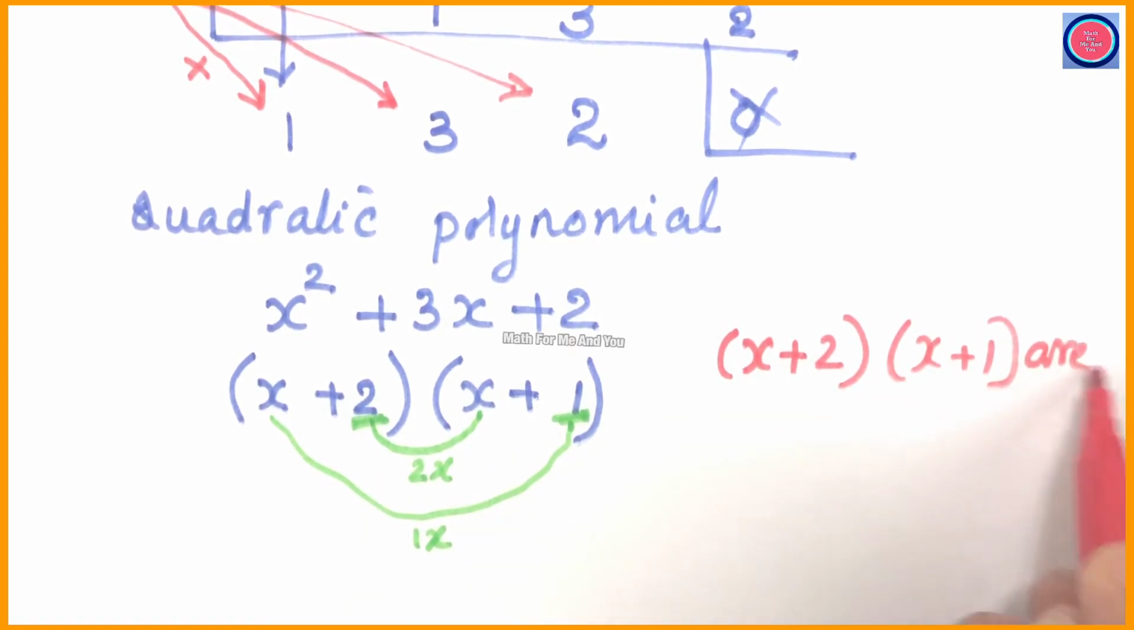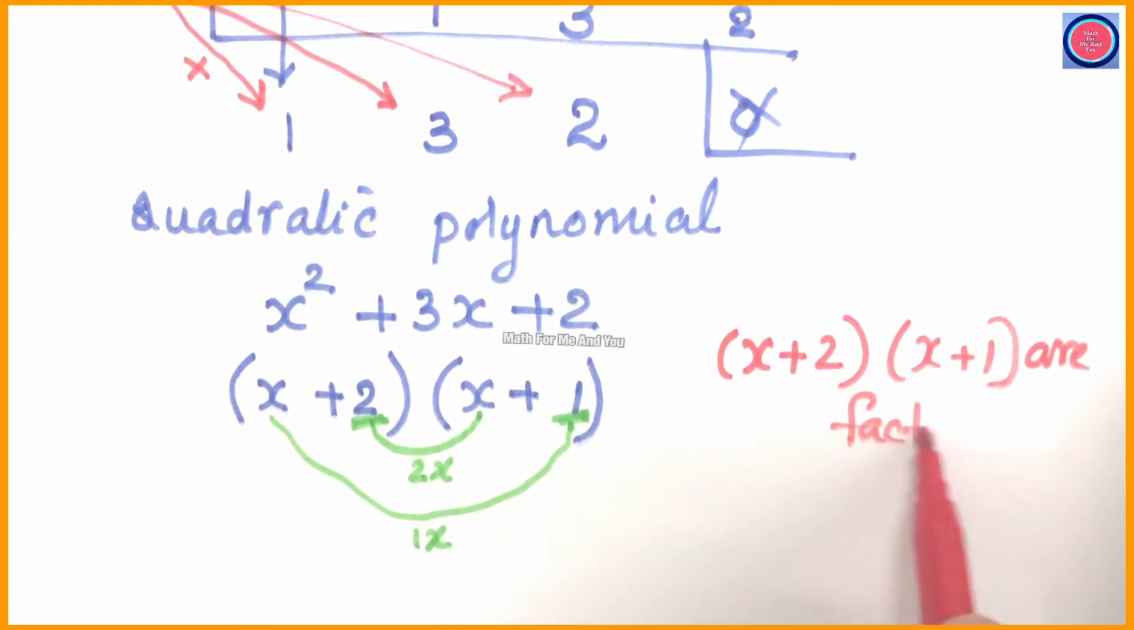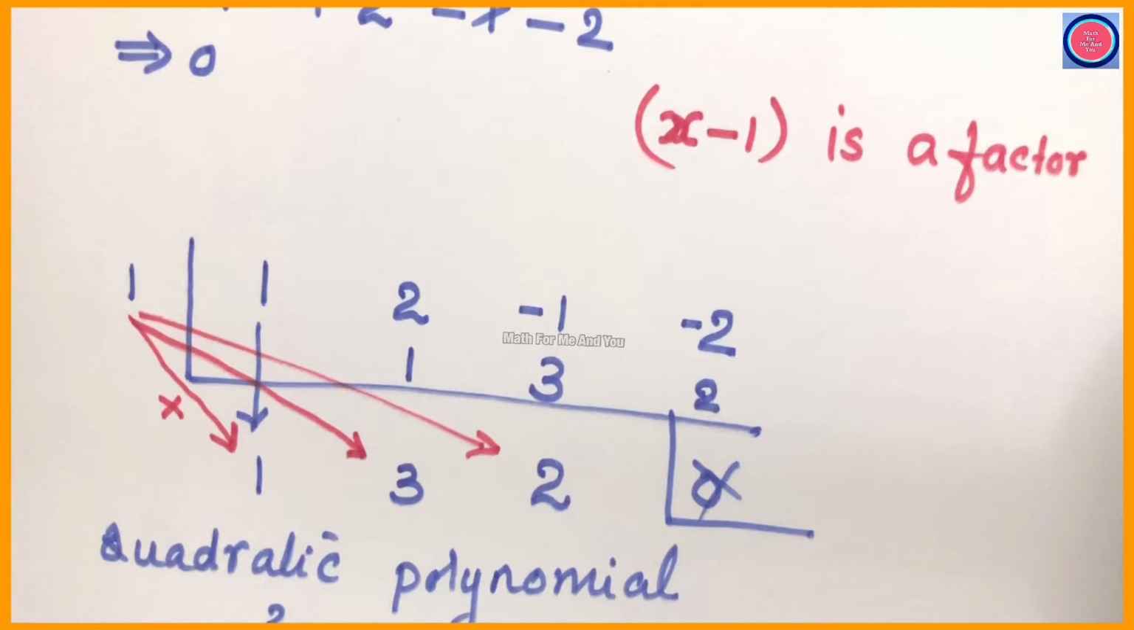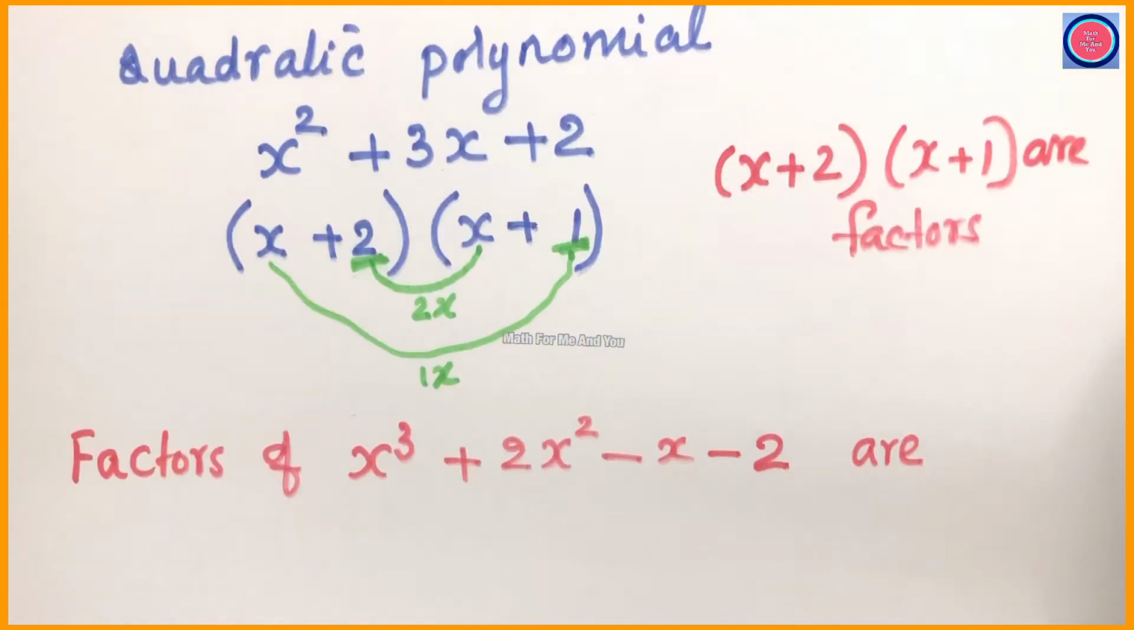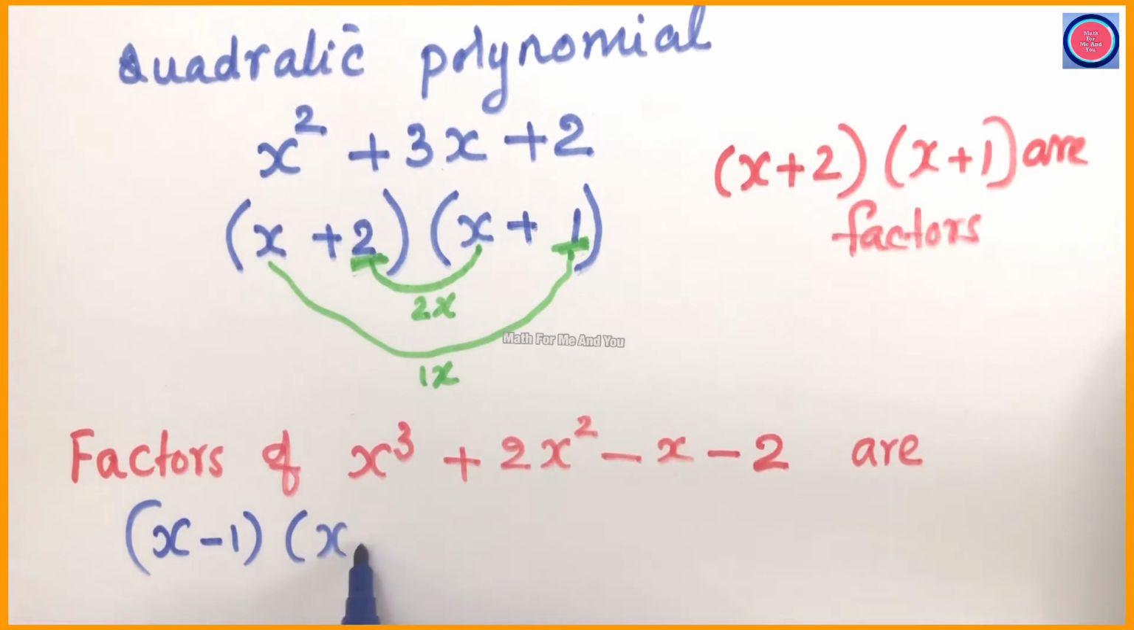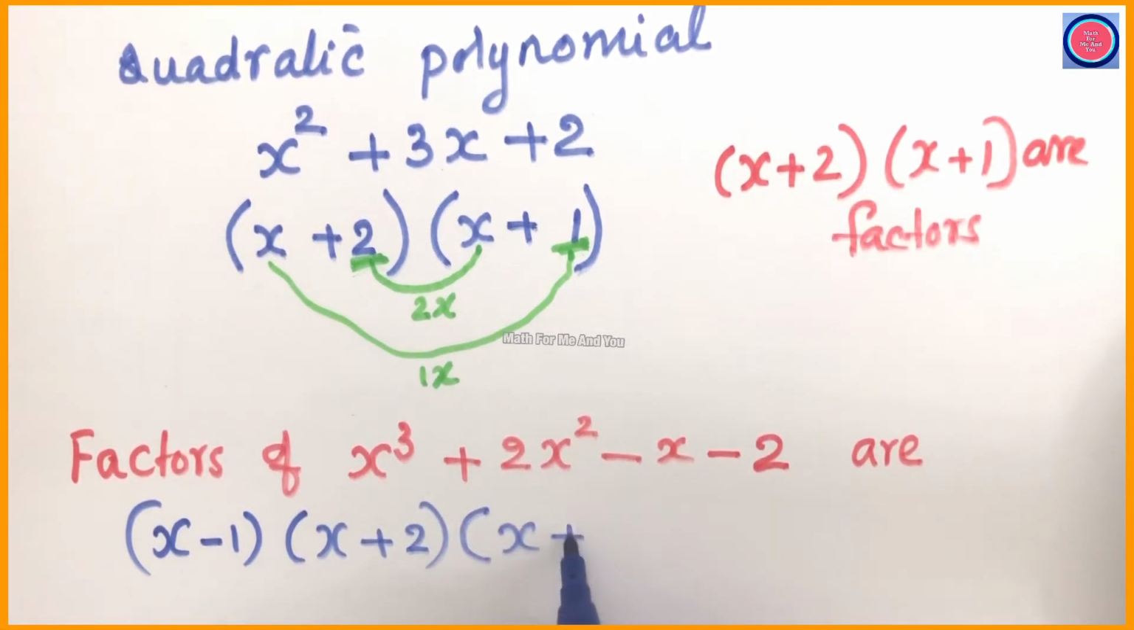In the question we have got a cubic polynomial. For a cubic polynomial there are 3 factors. The first one we already have got by the trial and error method, that is x minus 1, and now we are getting 2 more factors. So in total we got 3 factors. We can write the final result. The given polynomial x cube plus 2x square minus x minus 2: the factors of this polynomial are x minus 1, x plus 2 and x plus 1.